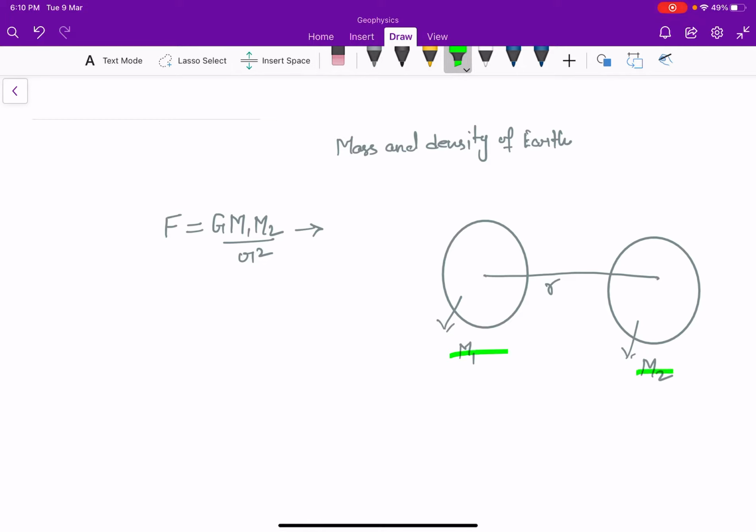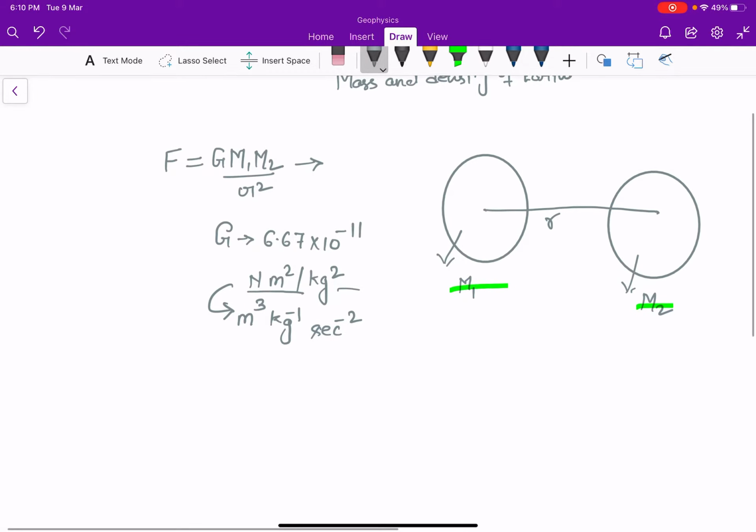Where G is the gravitational constant, and the value of G is 6.67 into 10 to the power minus 11, and the unit is Newton meter square per kilogram square. The other unit is meter cube kilogram power minus 1 second power minus 2. This is the same unit after simplifying the above unit. So this is the unit of gravitational constant.